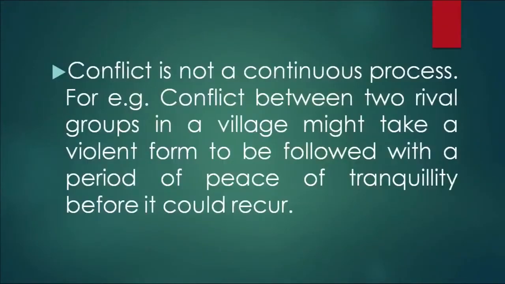There are two clubs in a village, and they think that if they perform better and do some activities properly, they'll get all the appreciation. So sometimes they oppose one another to achieve their respective goals. Conflict is not a continuous process. For example, in a particular village, two groups may be conflicting with each other to achieve their own goal, but after some time, they also follow the path of peace and tranquility.